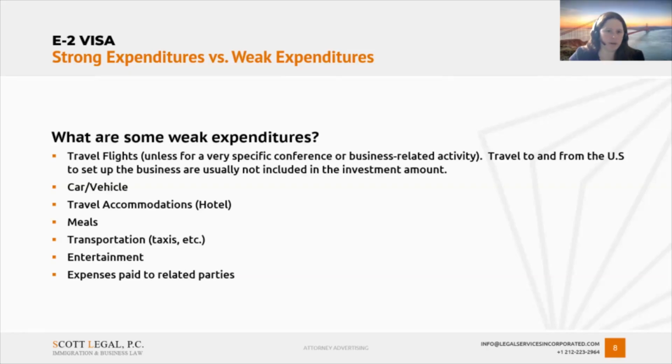Hotel is also not a strong expense. Meals, transportation, none of that is considered to be a good E2 expense. Entertainment for clients as well. And the last one here, expenses paid to related parties.